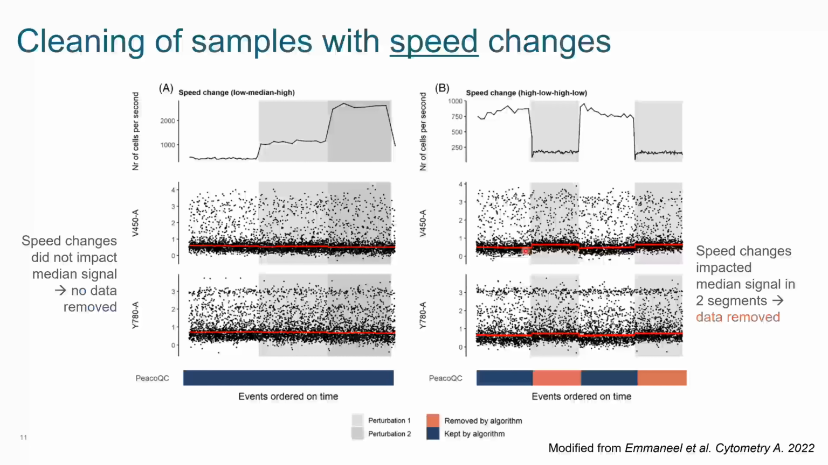For both of these parameters, we have this temporary shift in the median intensity of each of those parameters, right? So those should actually be removed from the data because they don't follow the rest of the data. And that's in fact what happens with Peacock, right? It removes the data that is in those same perturbation steps and preserves the regions where the signal returns back to normal.